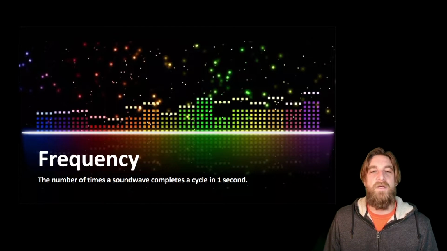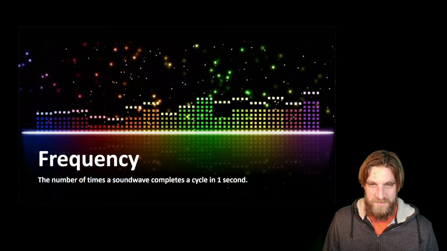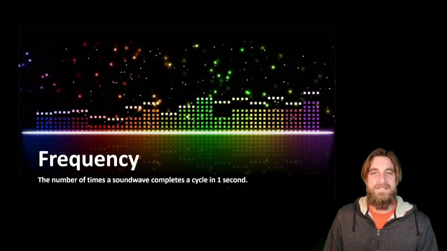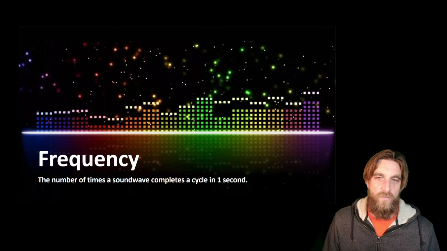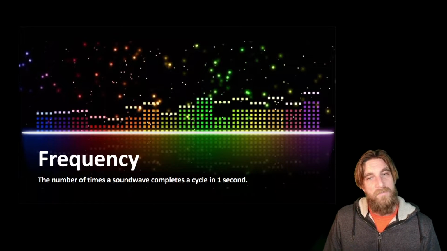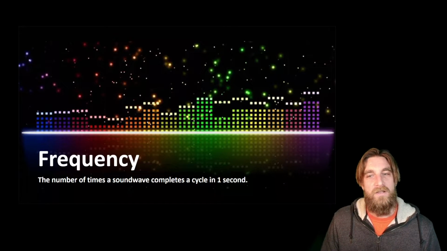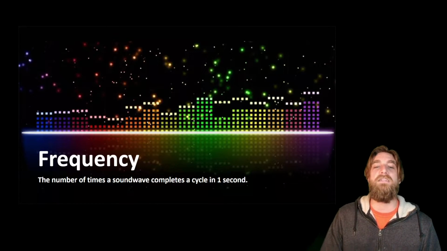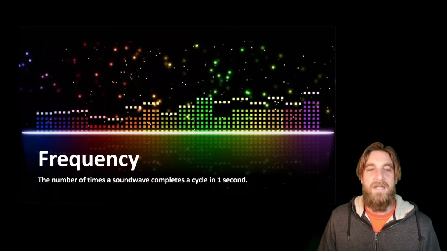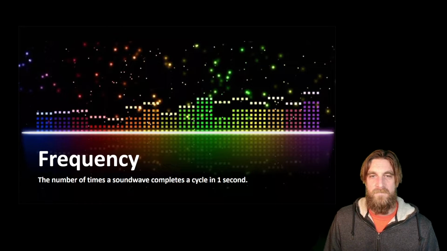All right, the church bell is going to have a much lower frequency. So the sound wave completes its cycle fewer times in 1 second than the dinner bell that the butler would use, because it's a much higher pitch. It has a much higher frequency, right? It's completing that sound wave cycle many more times in 1 second.